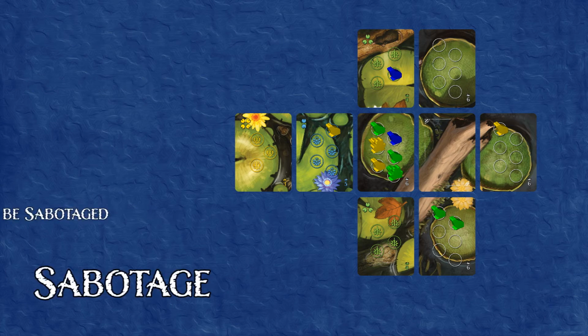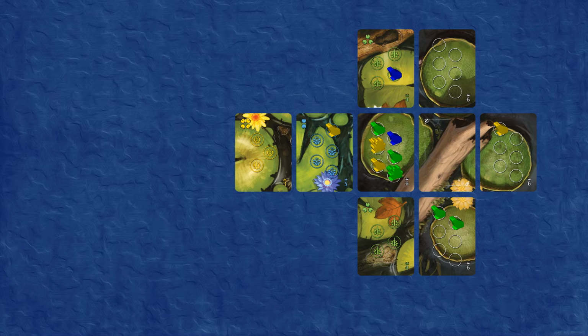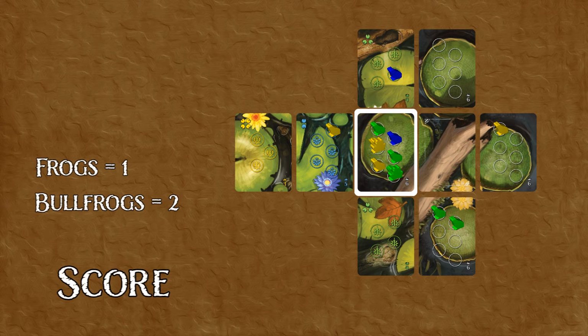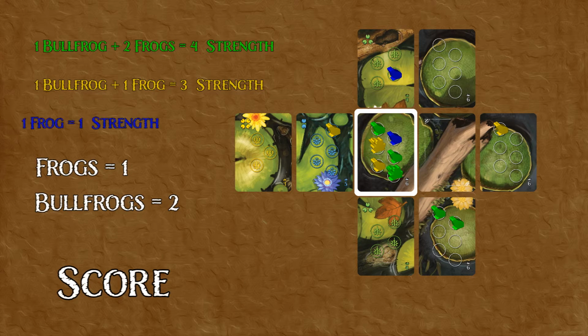If after taking actions, all the spaces on a card are full, like this one I just played on, then it must be scored. First, count the strength of each player's frogs and bullfrogs on the card. Frogs count for 1, bullfrogs count for 2. The player with the highest strength wins the battle. In our example, I have a strength of 4, yellow has a strength of 3, and blue has a strength of 1. So with a strength of 4, I win this battle.